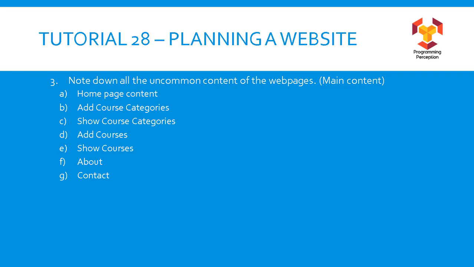Now the third step is to note down all the uncommon content of the web page. That is the main content of different pages. Now according to the main content, we will decide how many pages we want. Now clearly you can see there are 7 different main contents that we are going to deal with in our website. So definitely there would be 7 different web pages at least. Okay. So now you can see this is the homepage content. We will have an add course categories content. We will have a show course categories content. We will have add courses and show courses, and we will have about and contact.